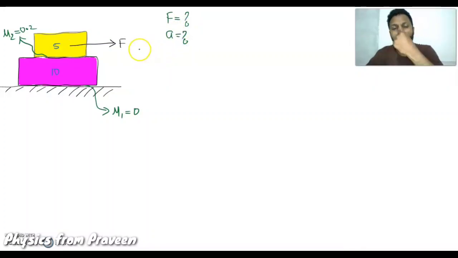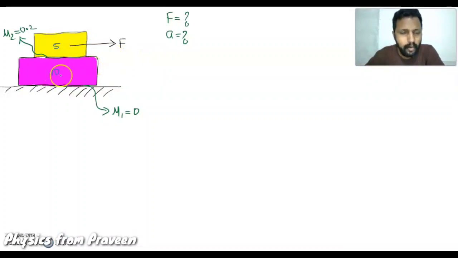We will have to find out the common acceleration. In this particular situation, the 5 kilogram is the block that we are applying force to. But the 10 kilogram will also move with the 5 kilogram. How is the 10 kilogram moving along with the 5 kilogram, and who is pulling it?